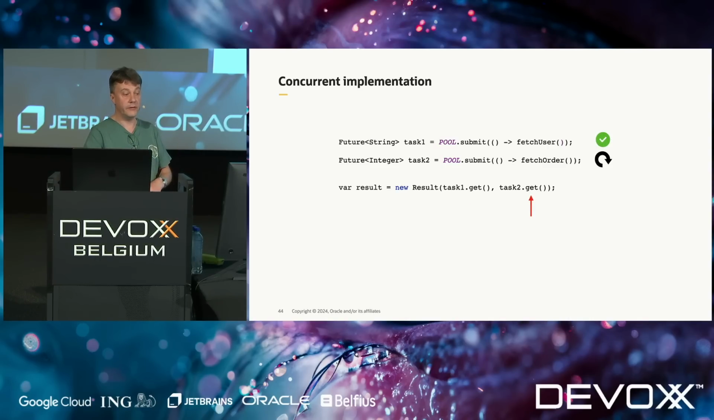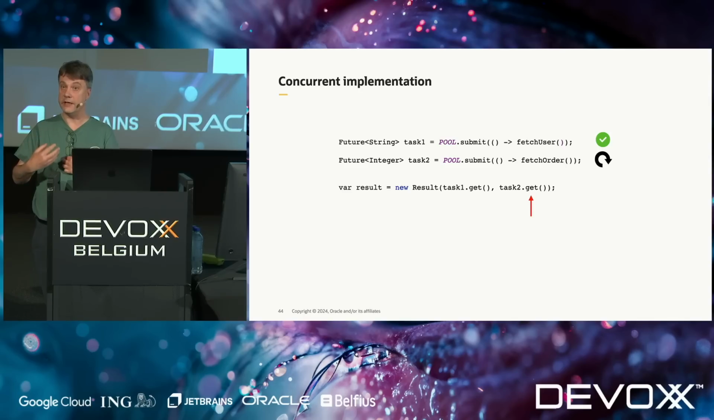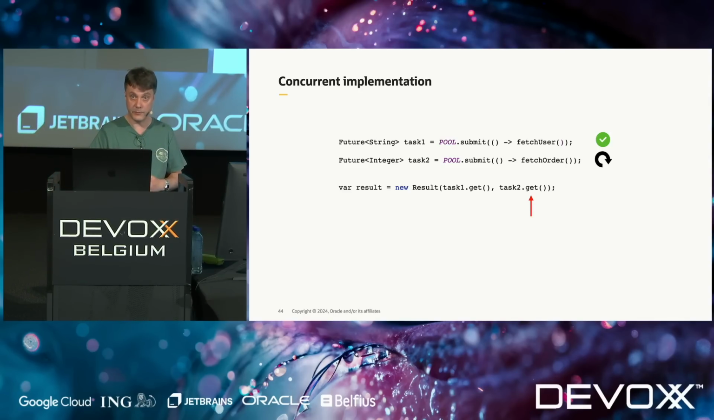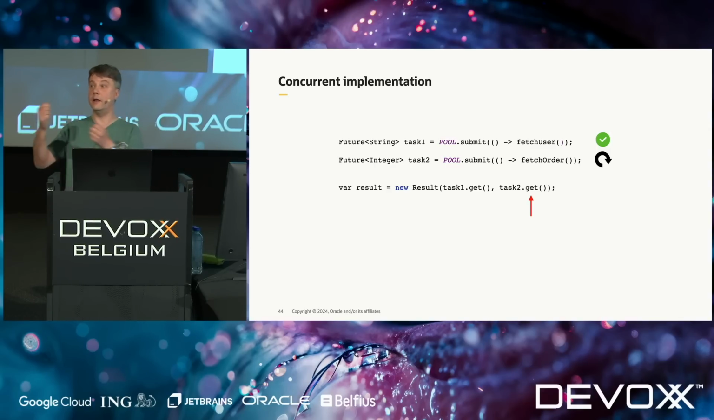So the first task succeeds. This is great. What that means is that the future get, which is my main thread waiting for the first task to complete, wakes up, and I move on and start waiting for the second task.